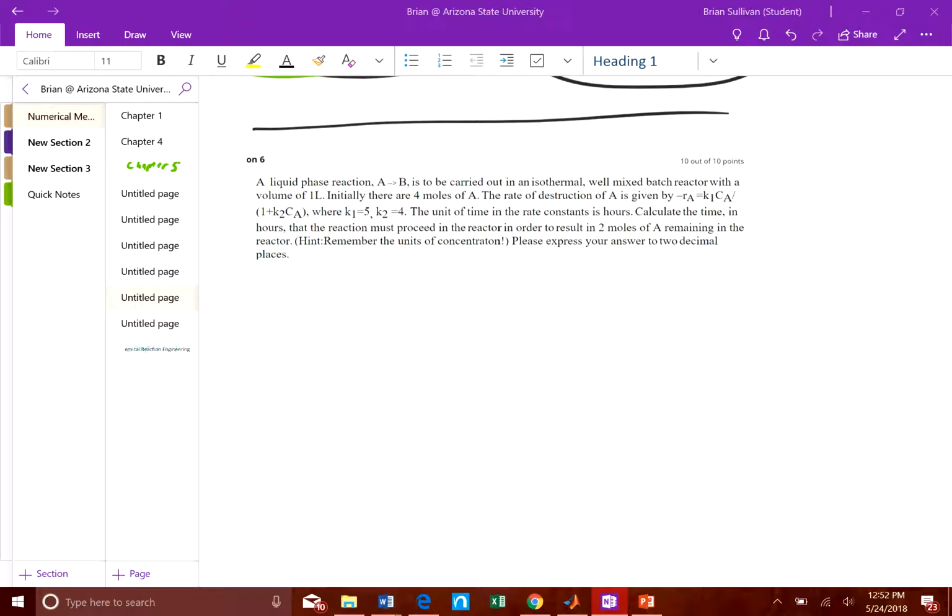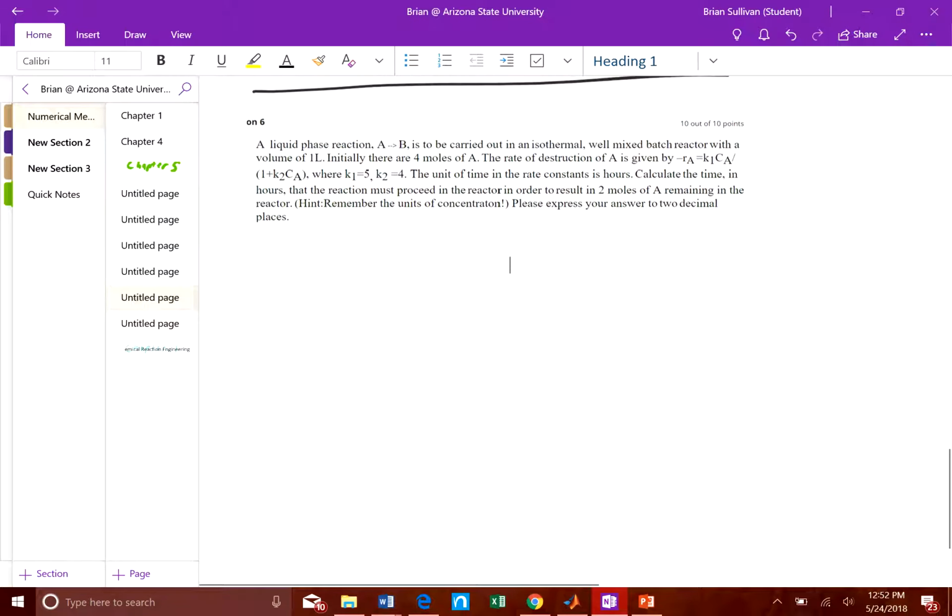Guys, alright, another batch reactor problem. Here we go. Looks so scary, but it's not. Kind of scary? No, it's not. Anyway, what we want to do here is organize the problem.